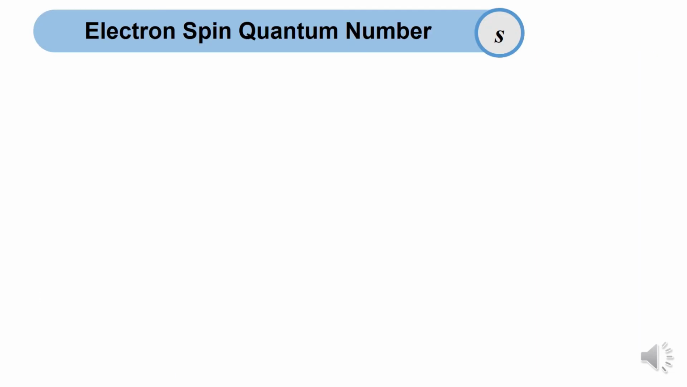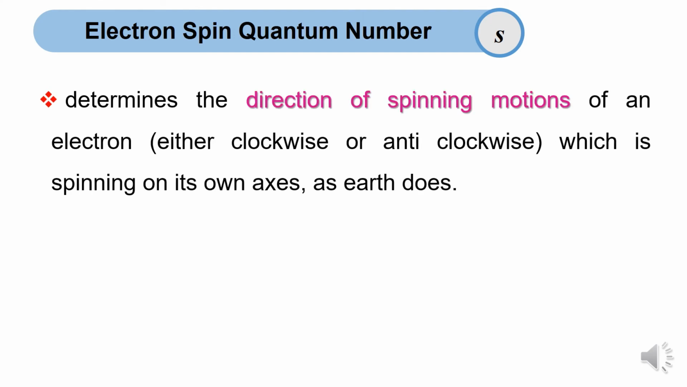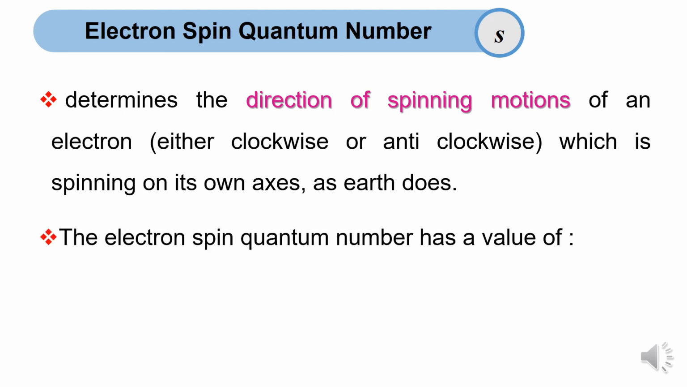Last one is electron spin quantum number S. Electron spin quantum number determines the direction of spinning motion of an electron, either clockwise or anti-clockwise, which is spinning on its own axis as Earth does. The electron spin quantum number has a value of positive half or negative half.